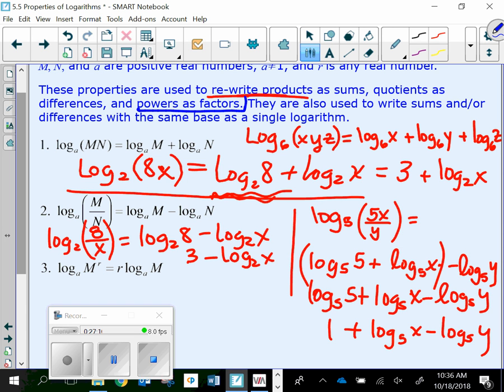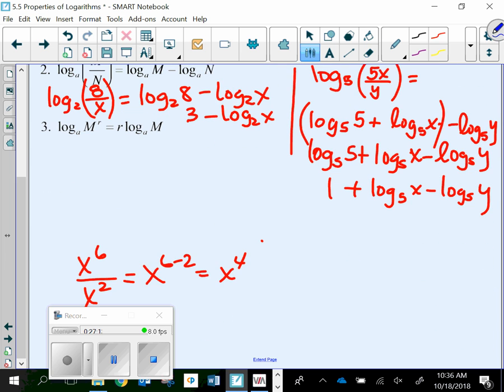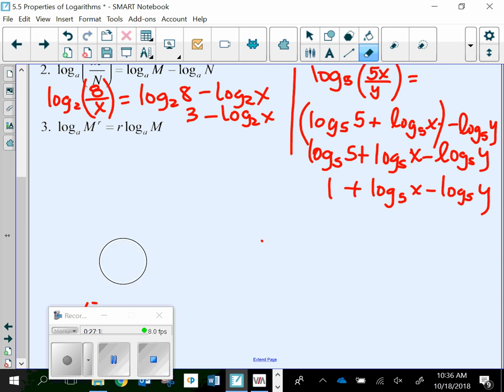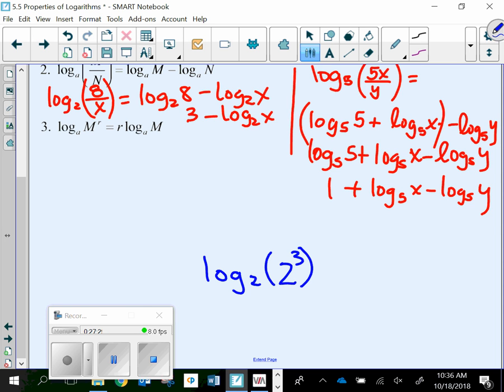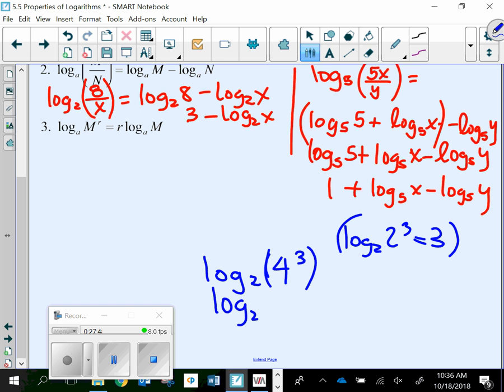Okay, good job. All right, the last one on this page is the piece where it says powers as factors. Let me just give you one. Let's say we have log base 2 of 4 to the 3rd. I don't want to use 2 to the 3rd because I don't want to use that other property, so I don't want those two to match. Log base 2 of 2 cubed should have been what? 3, from the property on the other page.